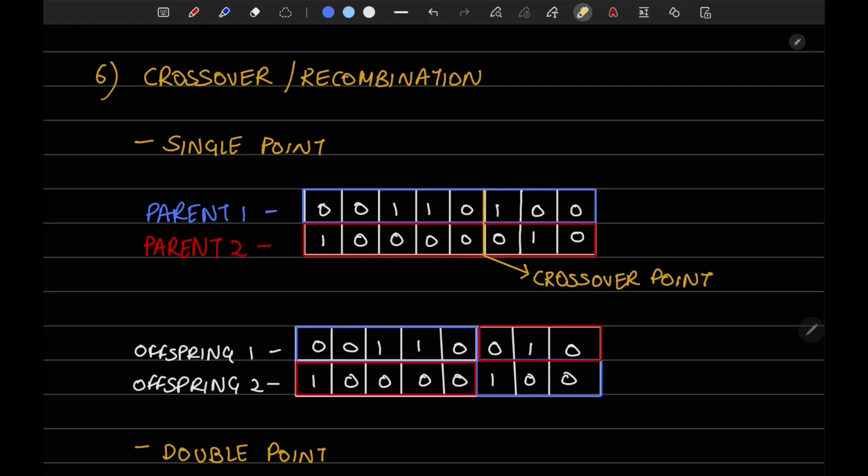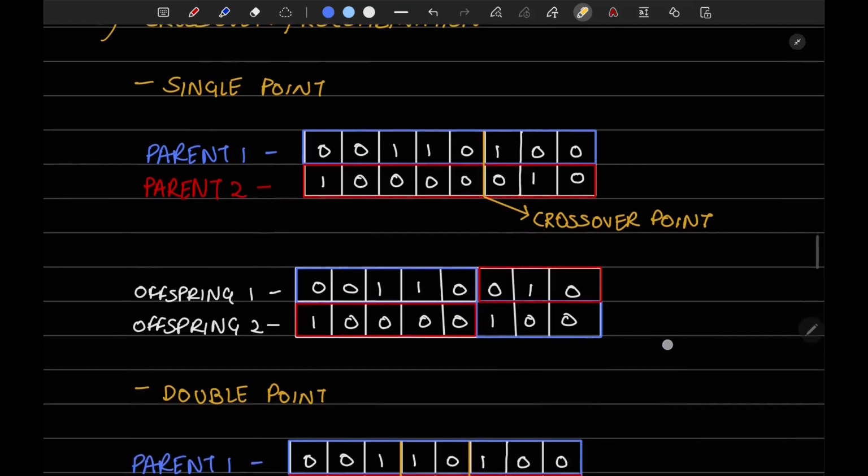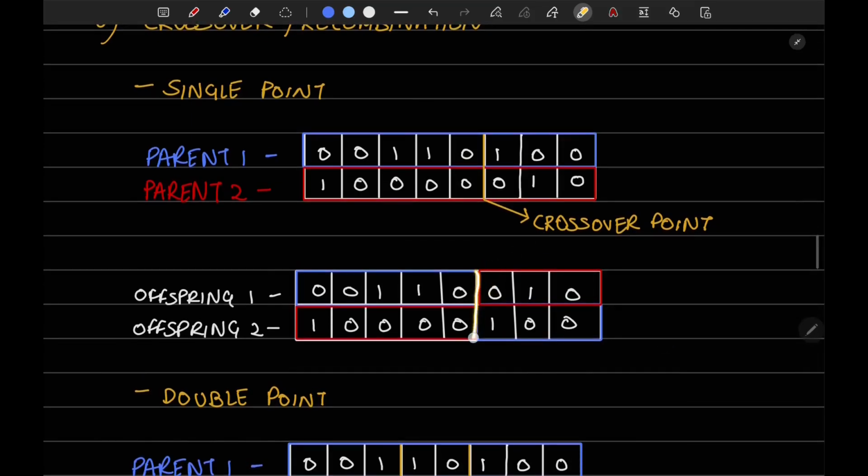So if you look at the first offspring, the first five positions are taken from the first parent in blue, and the remaining bits are from the second parent in red. And looking at the second offspring, you'll see the first five bits are from parent 2, and the remaining 3 from parent 1. So we just swapped the chromosomes for both of these after the crossover point. And amongst other things in the algorithm, this crossover point is also picked completely randomly.